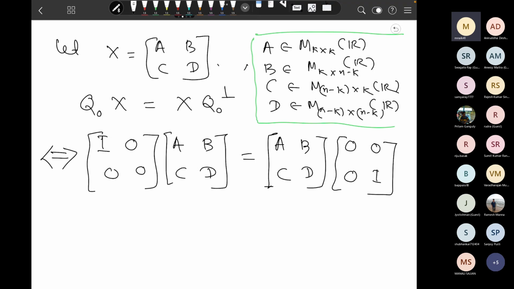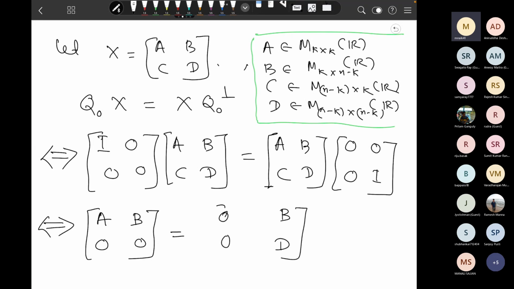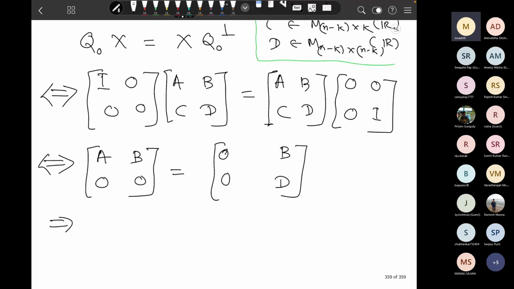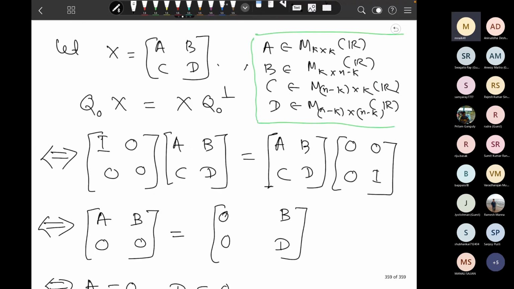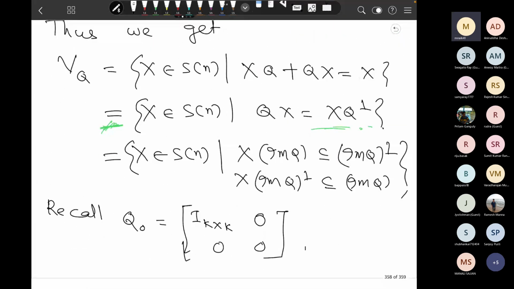So now it is almost like an elementary matrix multiplication. So you will get this AB 0 0, this is really 0 0, and this is BD. From here actually I will get this A is equal to 0 and D is equal to 0. So this one condition is really giving me this thing, but I have another condition.